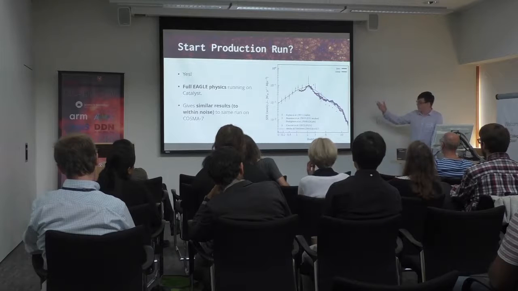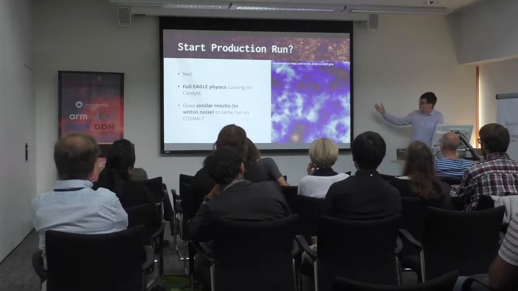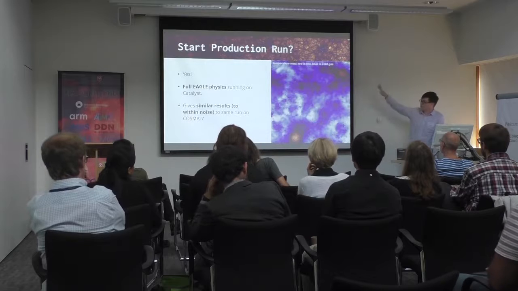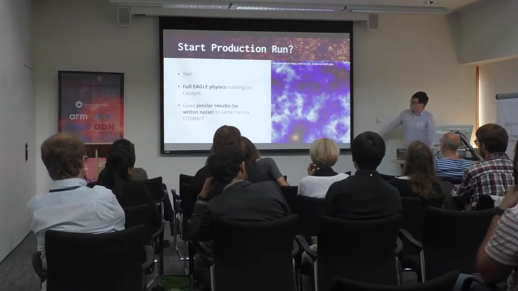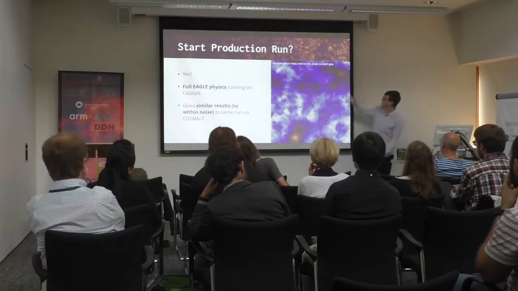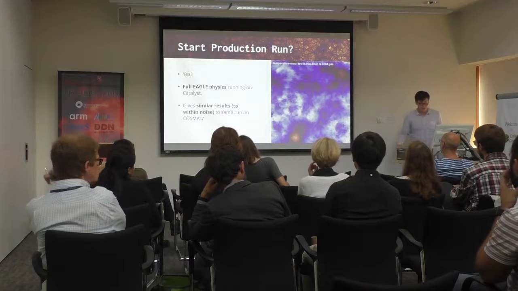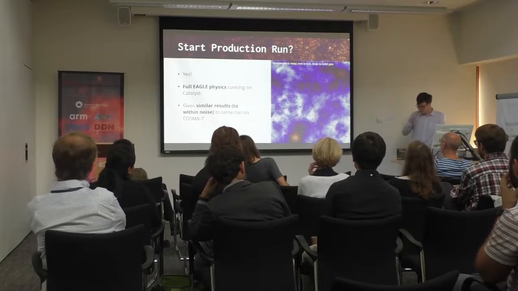And so we're very happy with these results. We've got a nice pretty picture at the end. So this is the temperature distribution in that box. In these little balls is where the galaxies live. So we made some galaxies on this ARM machine, which was very nice to see.